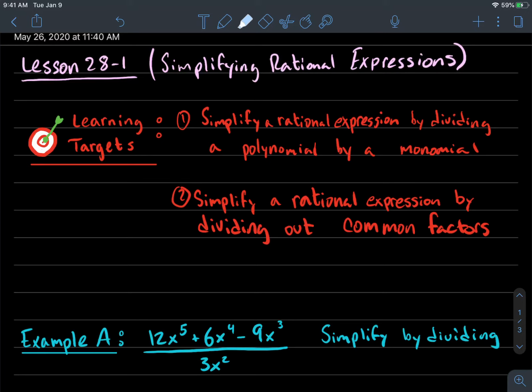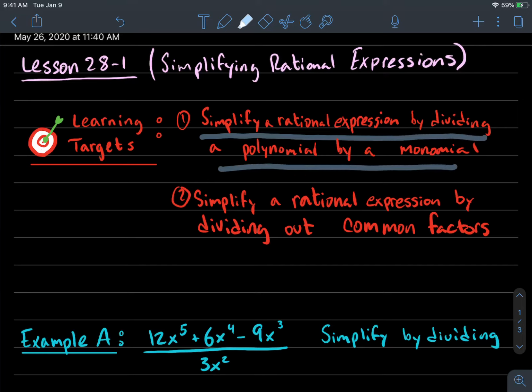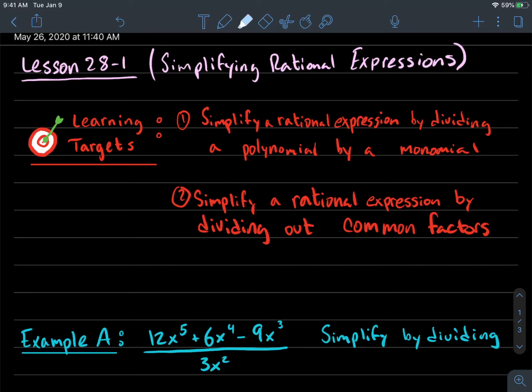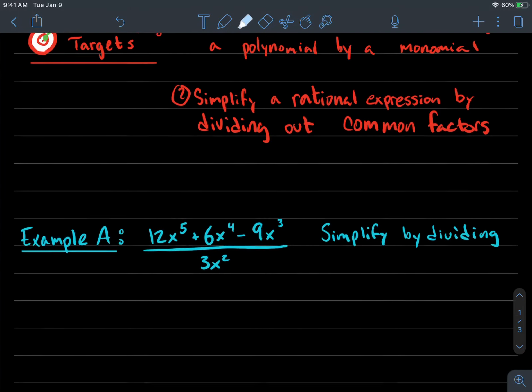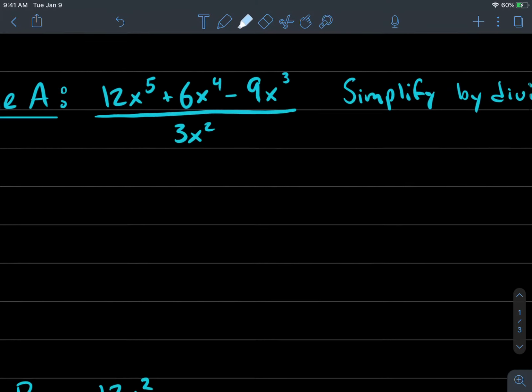some fractions. Basically, what we're gonna do is simplify a rational expression by dividing a polynomial by a monomial. So very similar to the way we learned how to factor out a monomial from a polynomial. Very similar to that, but slightly different. And simplify rational expressions by dividing out common factors. So we're gonna find common factors and we're gonna simplify. All right. We're just gonna jump straight into this one, guys, because there's no point in dilly dallying.